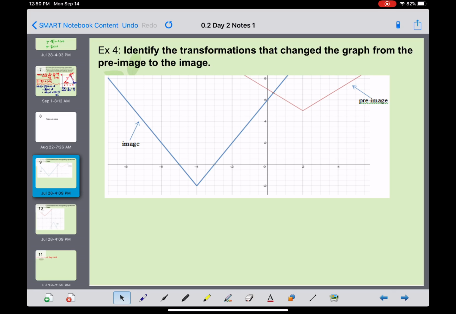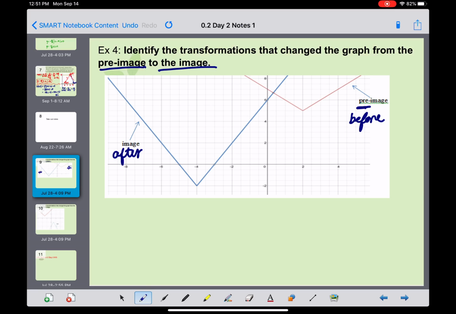Okay, this is the last part of the notes for this day. We are going to identify transformations that change the graph from the pre-image to the image. So if we remember some of our prefixes and suffixes that you learned in English, we know that the pre for prefix is before, and then this is going to be after. So we want to know how we go from the pre-image to the image, so the transformations that change one to the other.